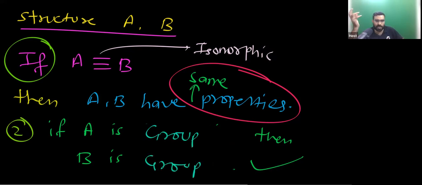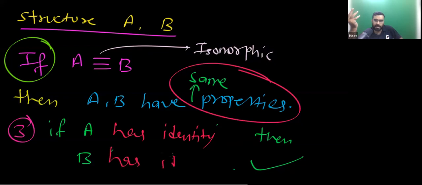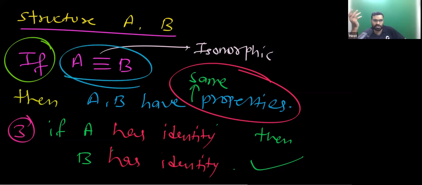I hope these points you are getting, that they have the same properties. For example, I can say, if A is associative, then B is associative. If A has identity element, then B has identity element, right? Ultimately, they have the same properties. If two structures are isomorphic, then they have same properties.